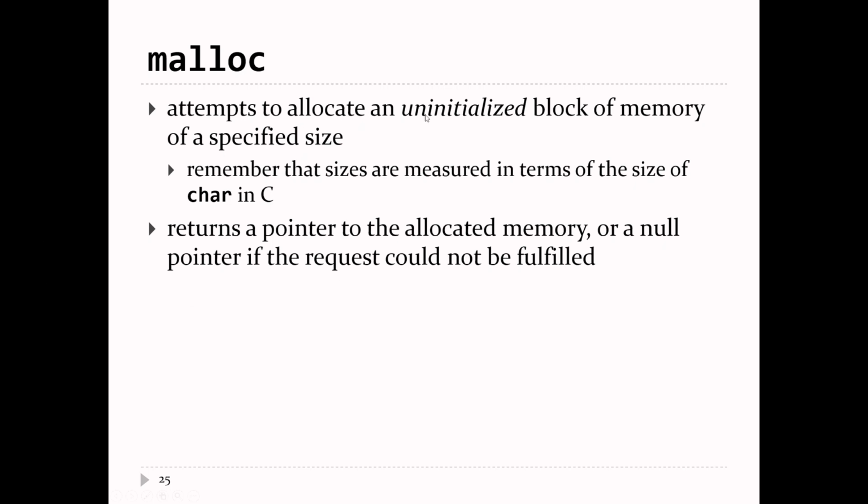If malloc successfully allocates a block of memory for you, then you get back a pointer to that block of memory. If it's unsuccessful, then you get null. So you get back the null pointer if the request could not be fulfilled. Whenever you use malloc, you have to check the return value to make sure that it's not null. Otherwise, you're going to use a null pointer, and that's going to cause all sorts of problems.